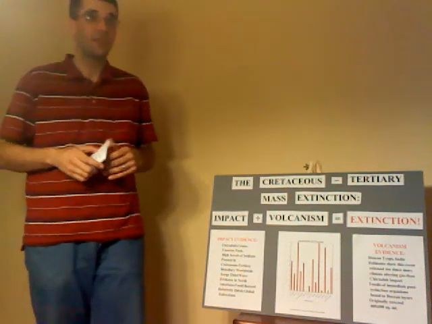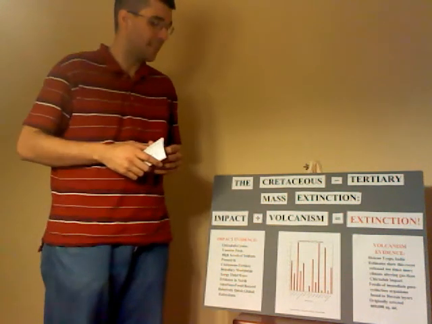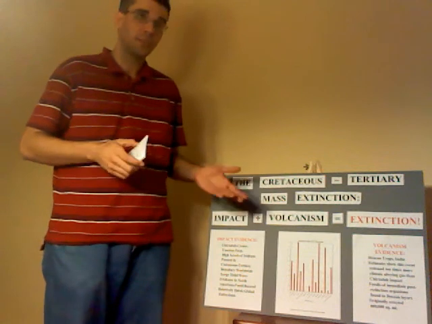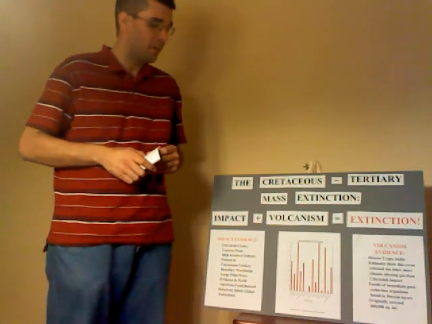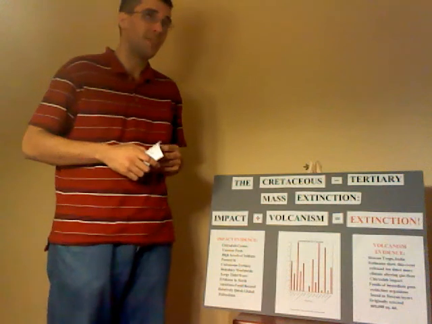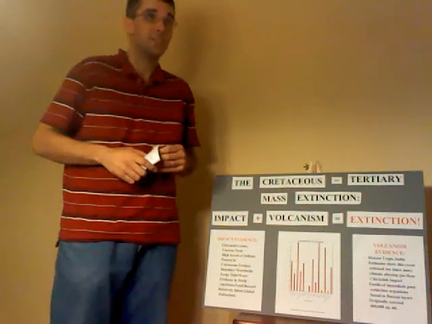There was also a food scarcity immediately following the KT boundary. Smaller animals such as mammals would have been able to find enough sustenance to survive, while your larger creatures, your dinosaurs, would have had trouble finding enough food to survive during this time period.